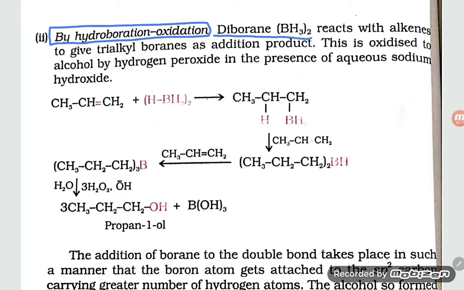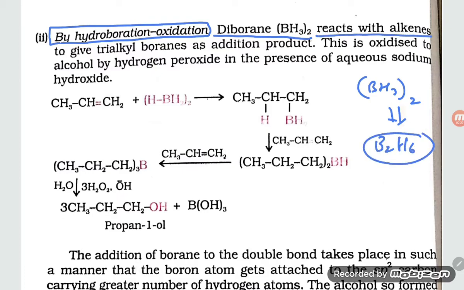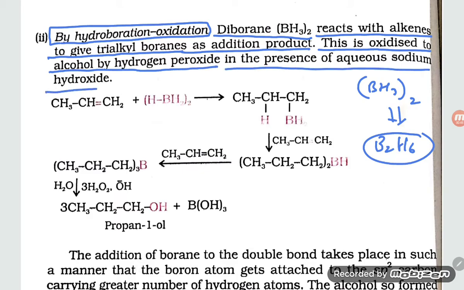Diborane, BH3 twice. BH3 twice means what, student? If BH3 twice is there, its formula is B2H6. So the diborane reacts with alkenes to give a trialkyl borane, as an addition product. This is oxidized to alcohol by hydrogen peroxide in the presence of aqueous sodium hydroxide.